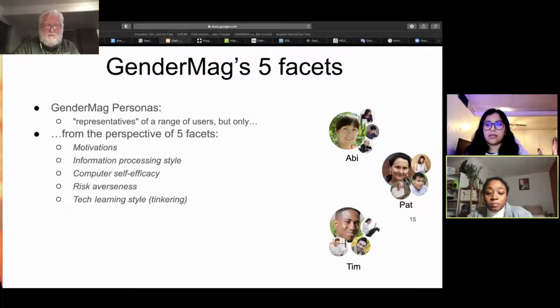Now, we're not trying to say that there's a causation, that somebody is risk averse because they're a woman. It's just that when we look at the data that has been collected through studies, the data shows these trends, and we'll take a look at that a little bit later as well. It's also the case that these are on a large spectrum. So Abby and Tim are only the endpoints, and then Pat in the middle, but there's a wide variety between all of them. Next, please.